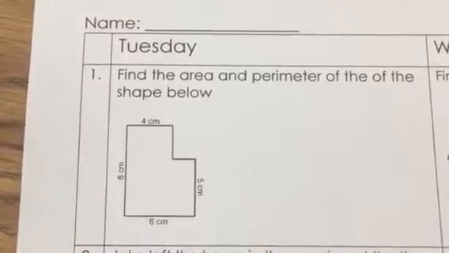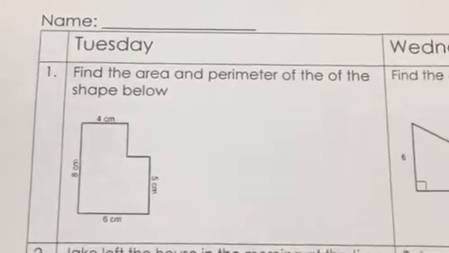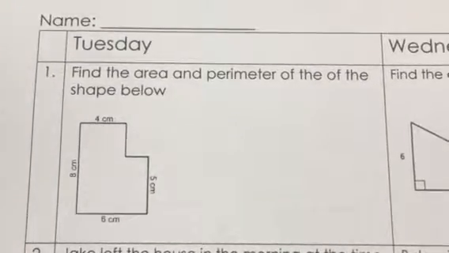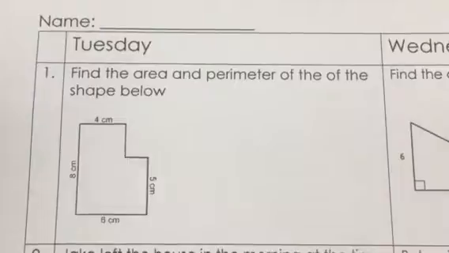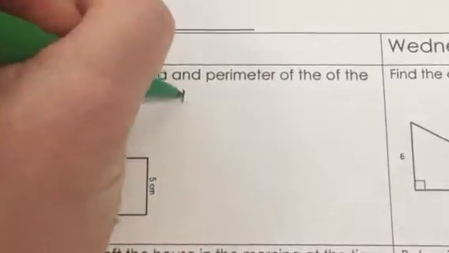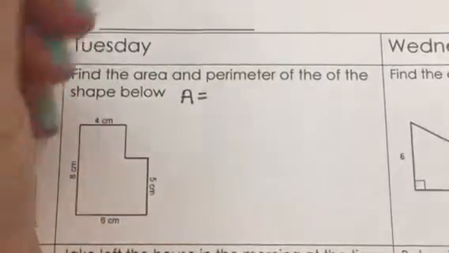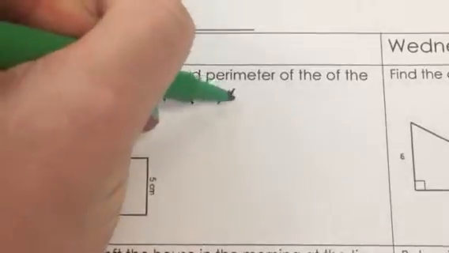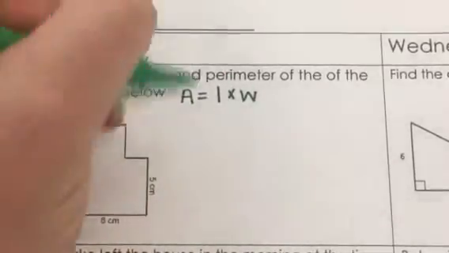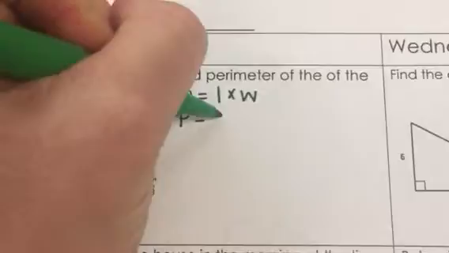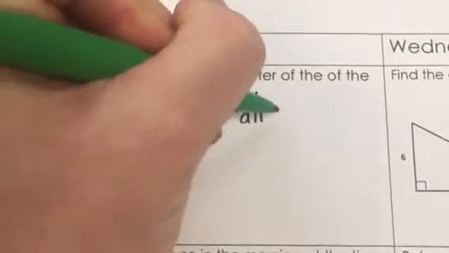Okay, this is week 40, Tuesday. So it says, find the area and perimeter of the shape below. So in order for me to do this, first I'm going to have to remember what my formulas are. Area equals length times width, and perimeter equals add all sides.